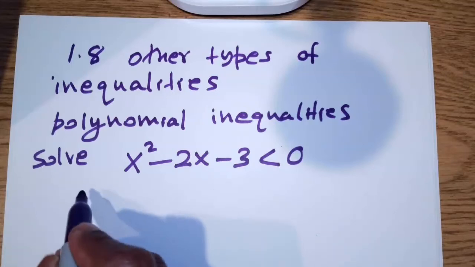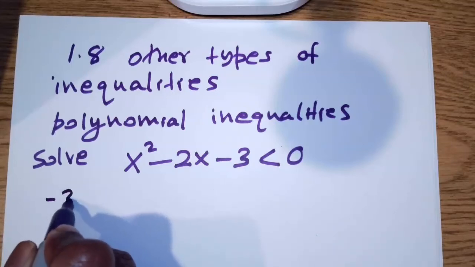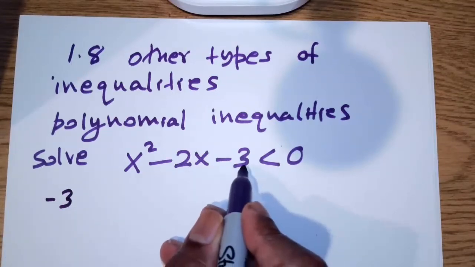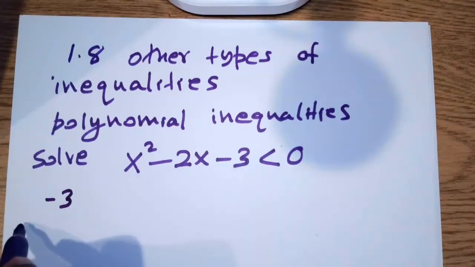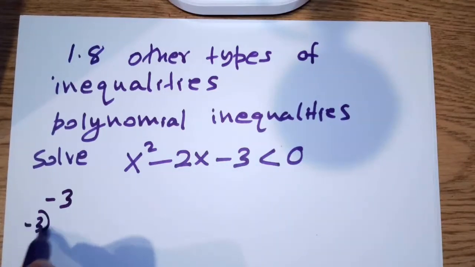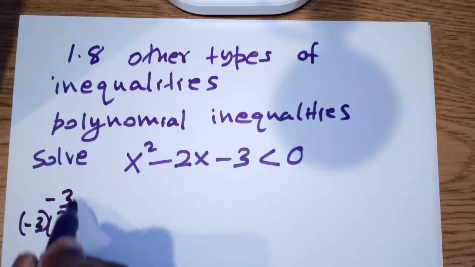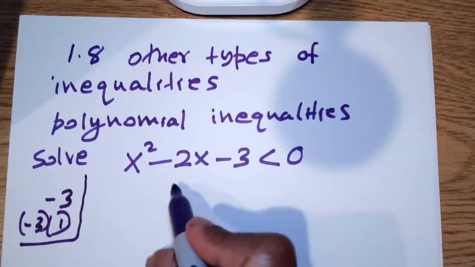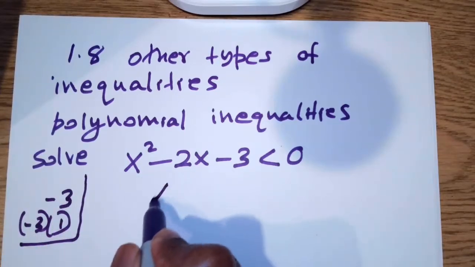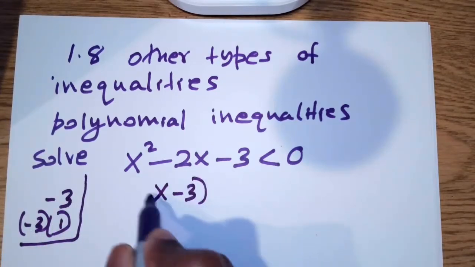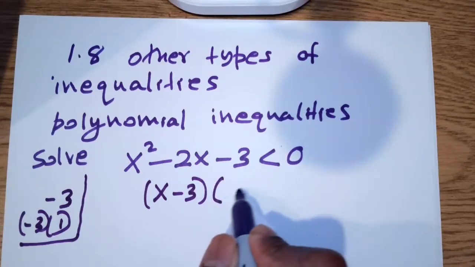If you take the left hand side, you have a -3, right? So you can easily find factors of -3 which add up to -2, which will be -3 times 1. Okay, so what you do then, we already have two factors now, x minus 3 and then x plus 1.